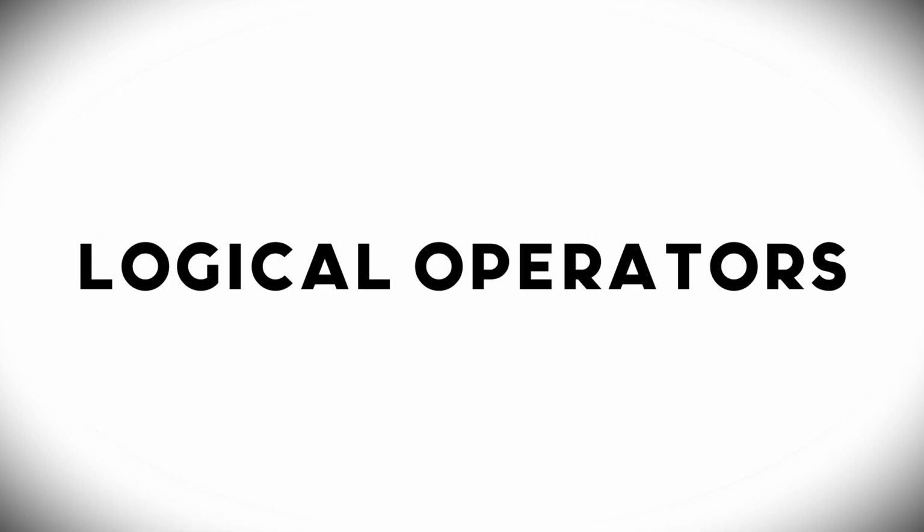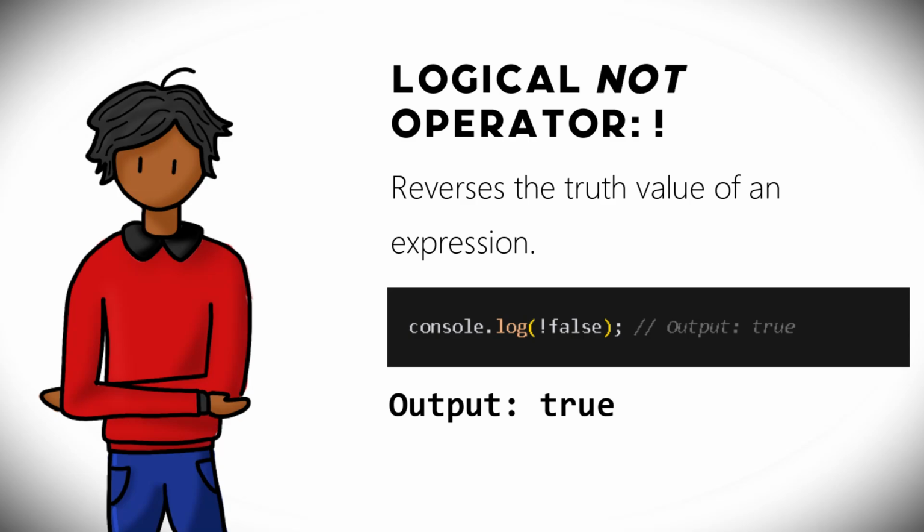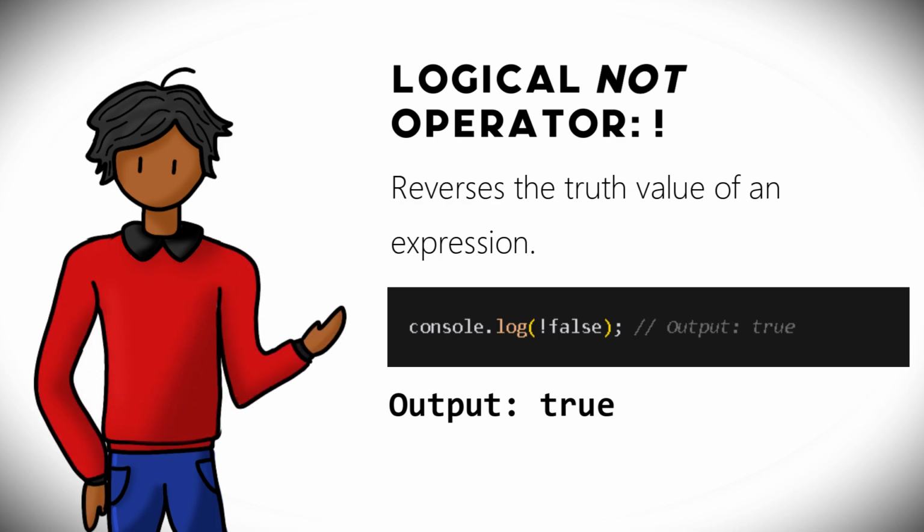And then we've got logical operators. Logical not operator, which is the exclamation mark. It reverses the truth value of an expression as we saw in the previous examples. For example, console.log exclamation mark false will output true.